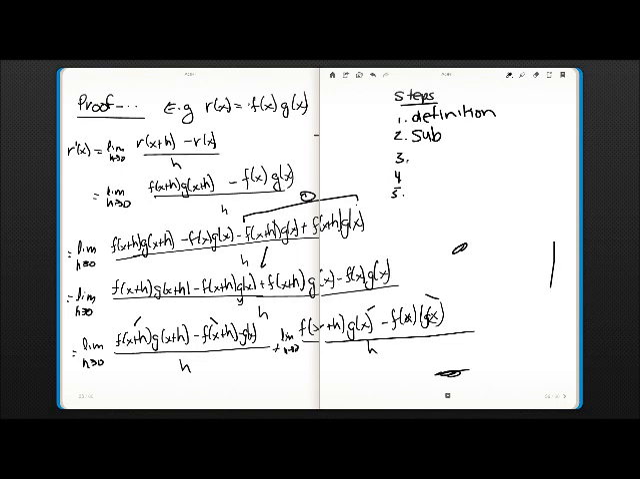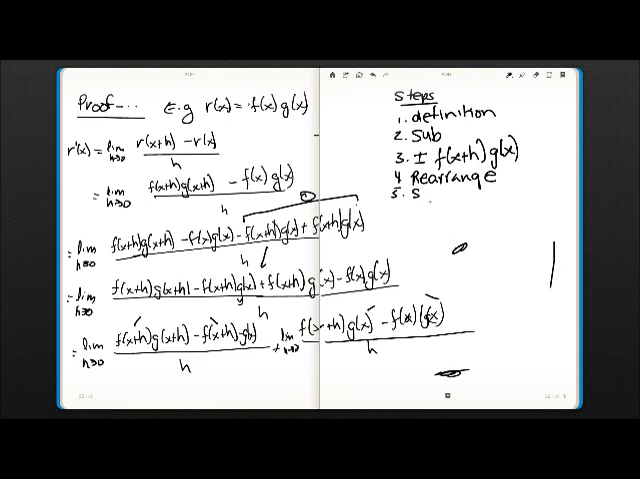The third step is just to add and subtract f of x plus h times g of x. This is allowed because you're technically adding 0. Next is to rearrange the formula, and you rearrange this by bringing the part that you just added to the middle of the original formula. So this is right here now, and then you just split it up in two.